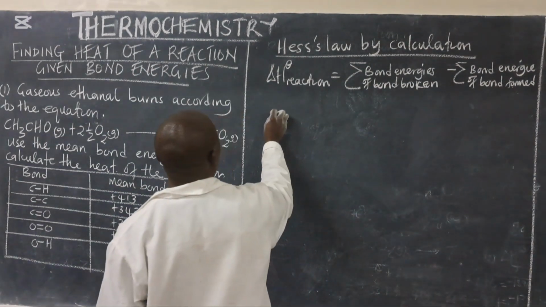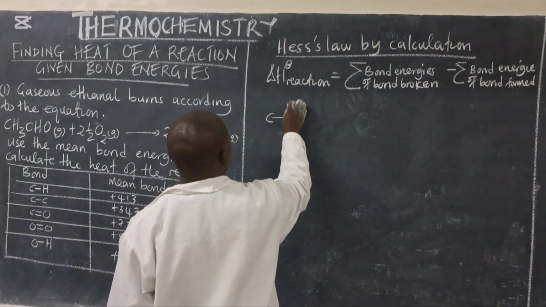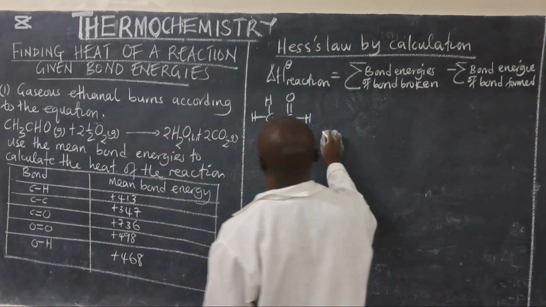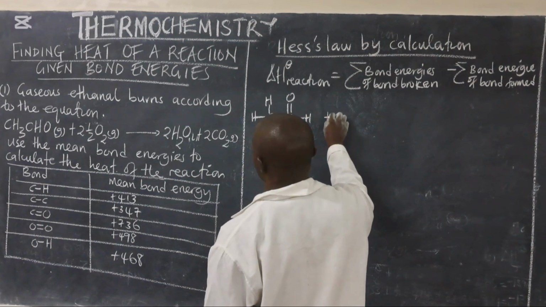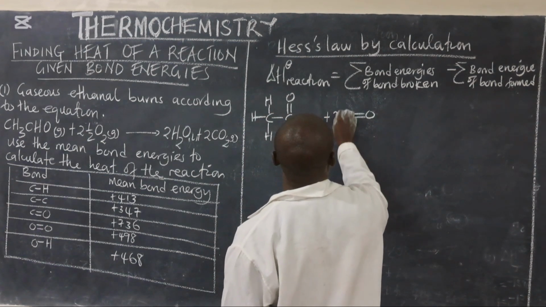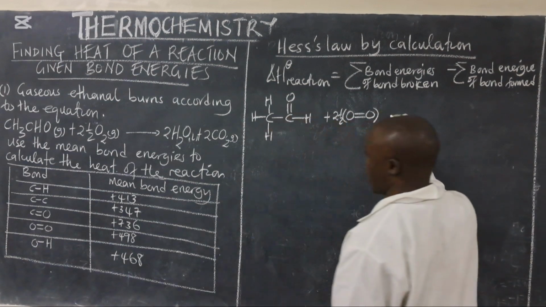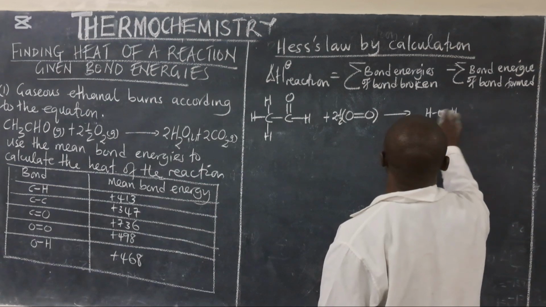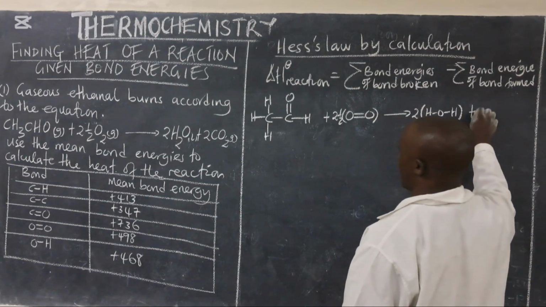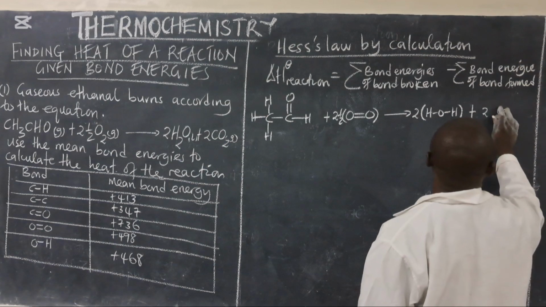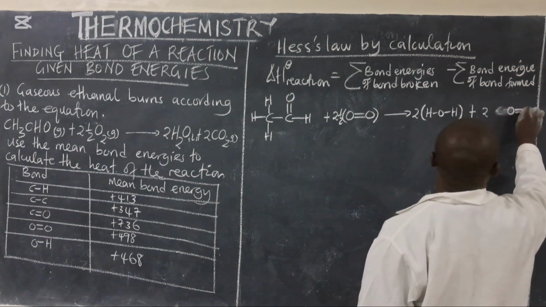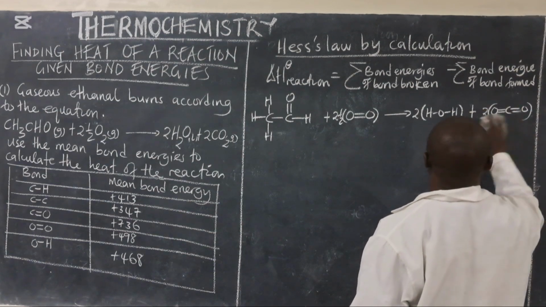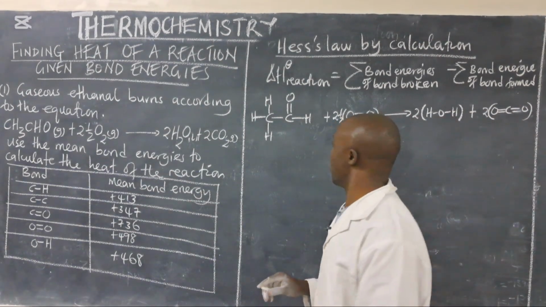So I'll have ethanol. So ethanol is this. So this is the structure of ethanol. So gaseous ethanol, looking at oxygen has a double bond, but it's 2.5. Then I'm forming water. Water is like this. So it has a 2. Then I also have carbon dioxide. So carbon dioxide is like this. So that is carbon dioxide, like that. So let's look at the bonds that are there.